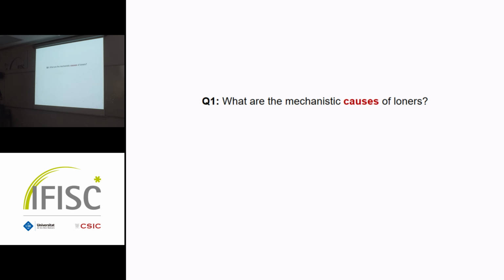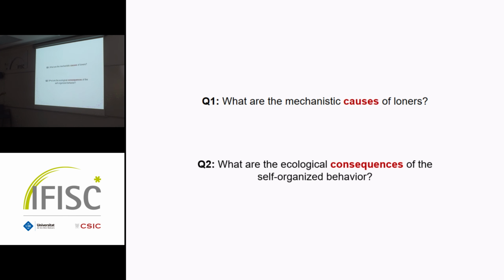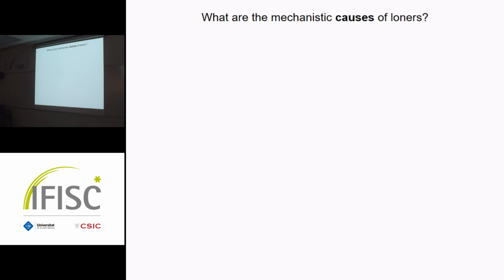So that model is actually going to be extremely important to be able to go back to the question that I was asking in the beginning. So first, to understand what are the mechanistic causes of those loners. Where are they coming from, basically? And then whether they have some ecological consequence. Those are the two questions that I will focus on for the rest of the presentation. So what are the mechanistic causes of these loners?